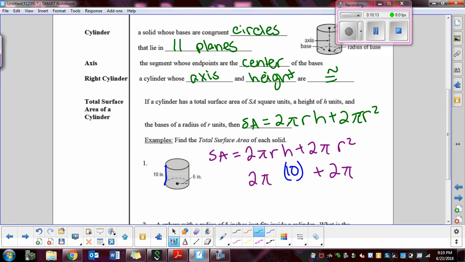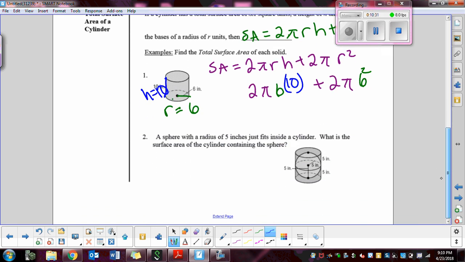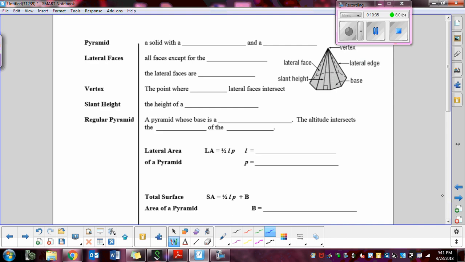They're not always going to give us r. Sometimes they'll give us the diameter. But in this case, they do. It's just 6. And then this is going to be r squared. Okay, so I just plugged them in. My r equals 6, and then I found out my height equals 10. Just plug them into the formula. Plug it into your calculator and see what you get. Alright, I'll let you guys do this one.